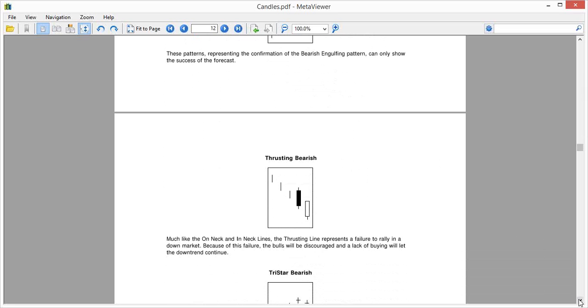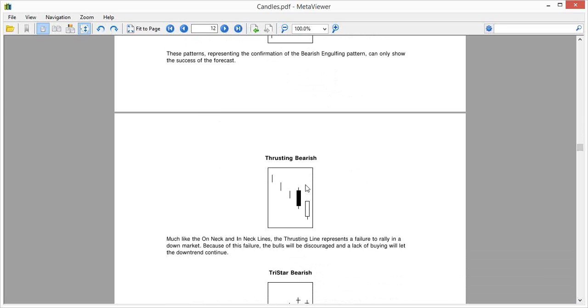Thrusting, bearish. Much like on-neck and in-neck lines, the thrusting line represents a failure to rally in a down market. Because of this failure, the bulls will be discouraged and lack of buying will let the downtrend continue. So we need to close again. If we're looking for a downtrend, even in a strong downtrend, you're going to have rallies. The market will not just fall off in a straight line 1,000 pips. It's going to come up and down. But we're looking for the market to confirm a change in direction.